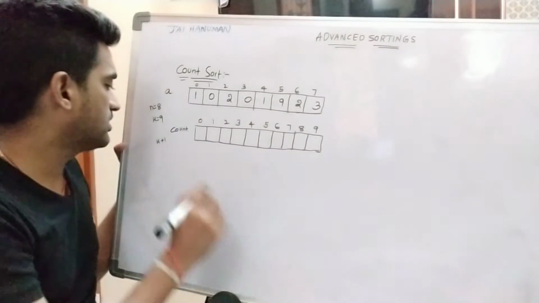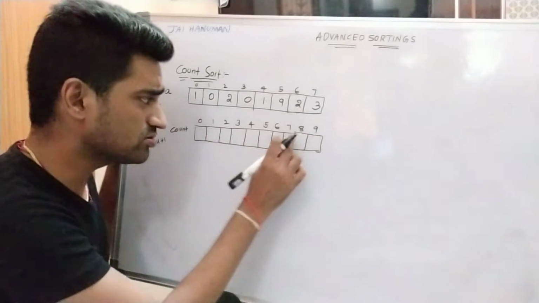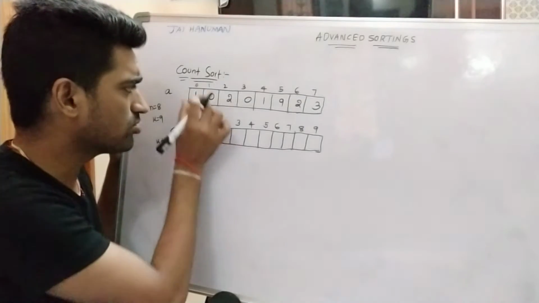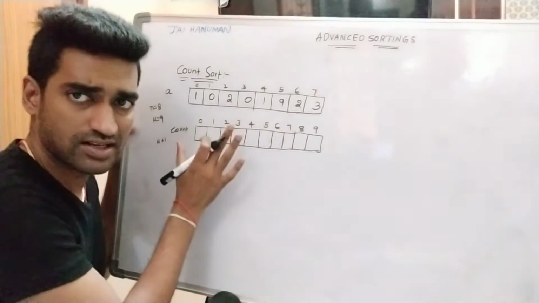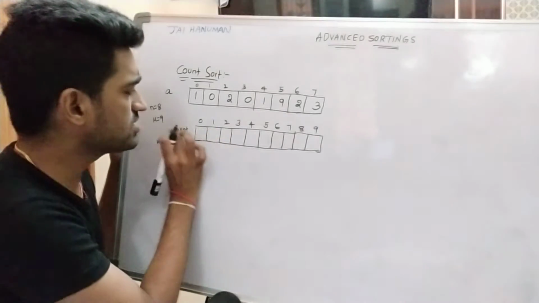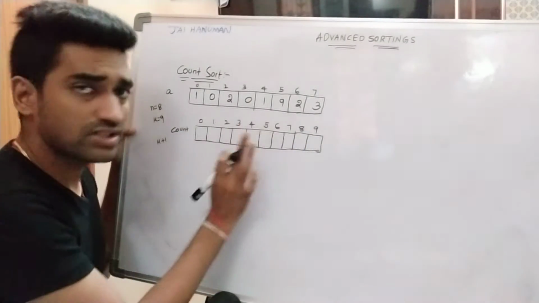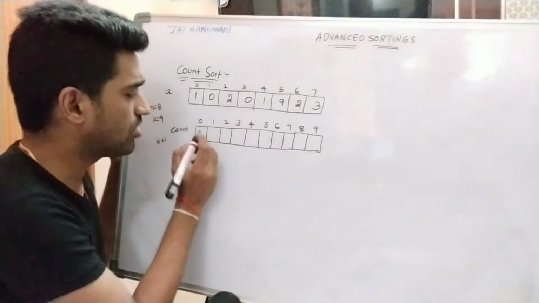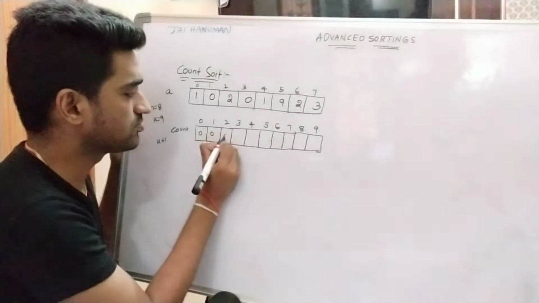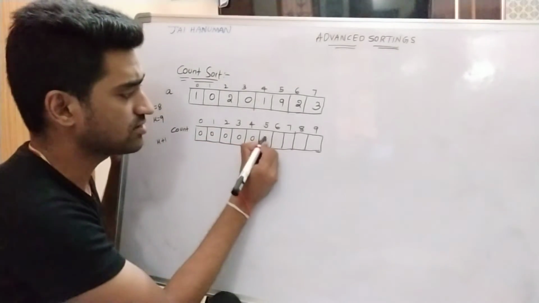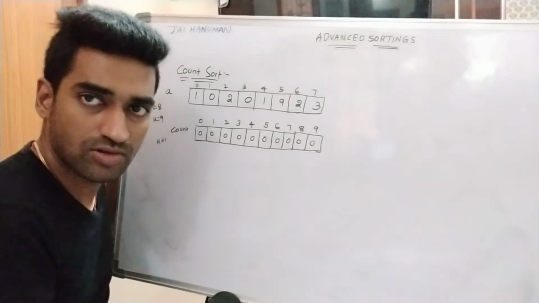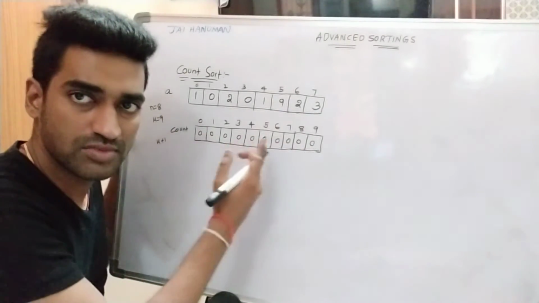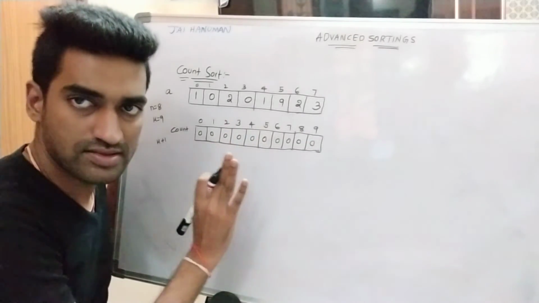So how to count the number of key elements? Some procedure is there. First of all, initially the count array is set to 0. All the elements are represented with the help of 0.